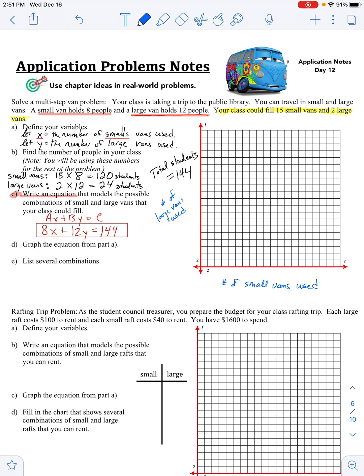So as we saw in the last problem, the points we'd like to try to utilize are the x-intercept, where we let y equal 0. And if I do that, I get 8x is equal to 144 divided by 8, which tells me that x is going to be 18. And we can plot that point at (18, 0). I'm going to slide this over.